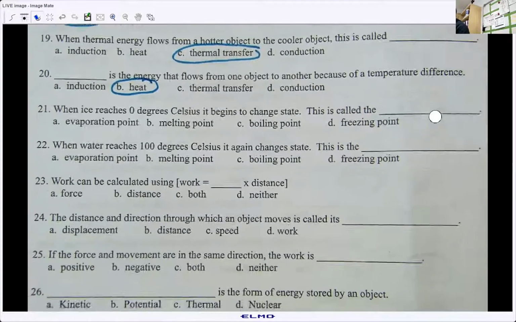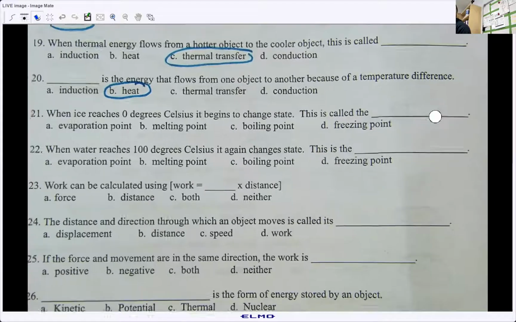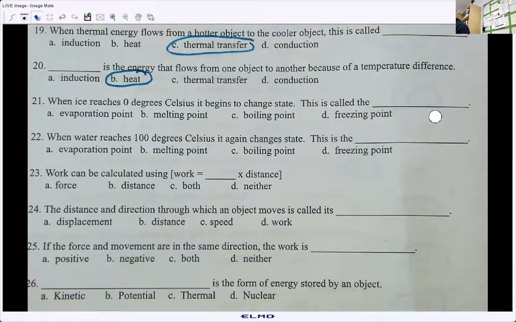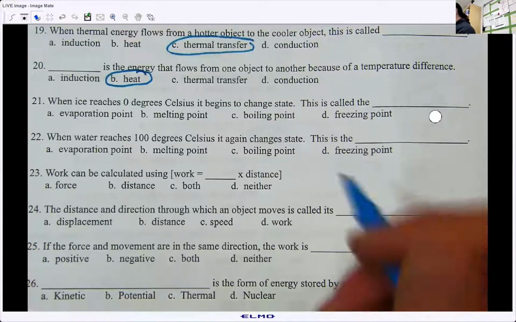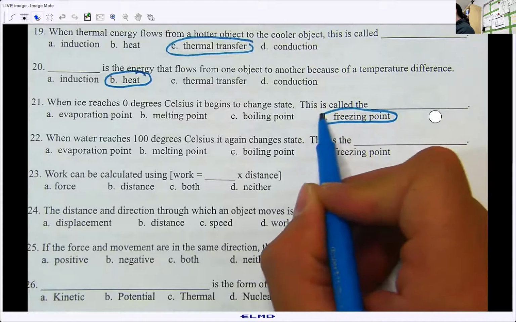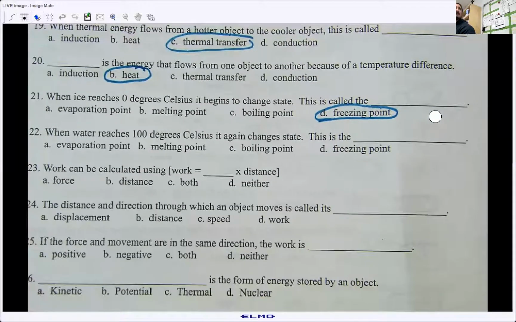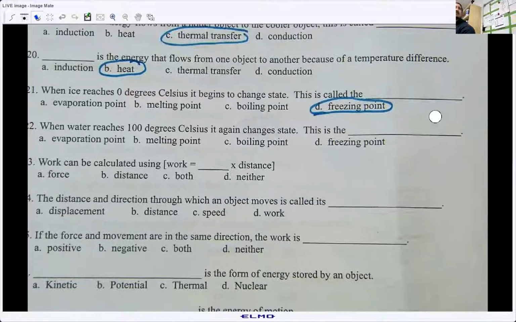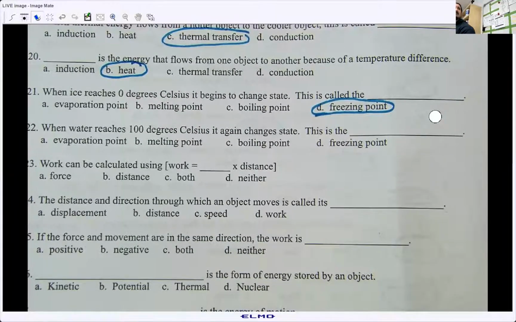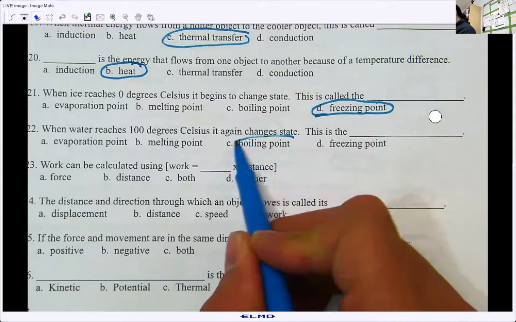When ice reaches 0 degrees Celsius, it changes state. What's that called whenever you go to 0 degrees Celsius? The freezing point. When you have ice, freezing point. When water reaches 100 degrees Celsius, what does it do? It boils.